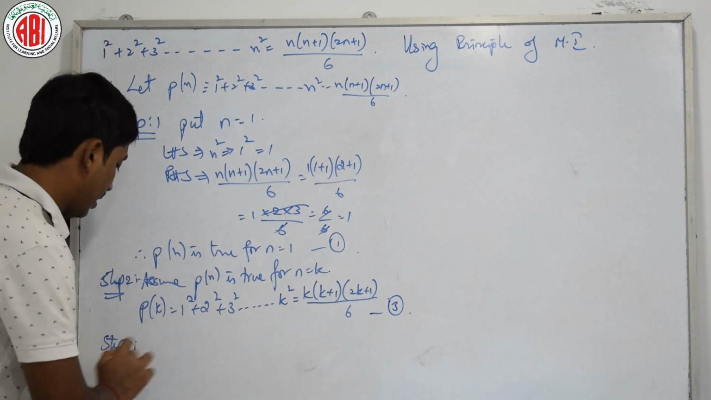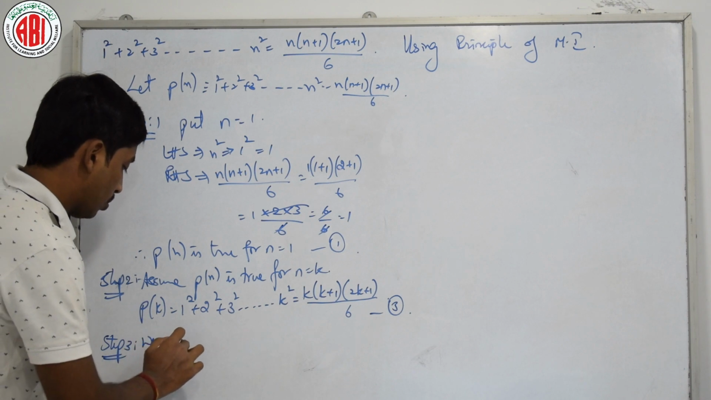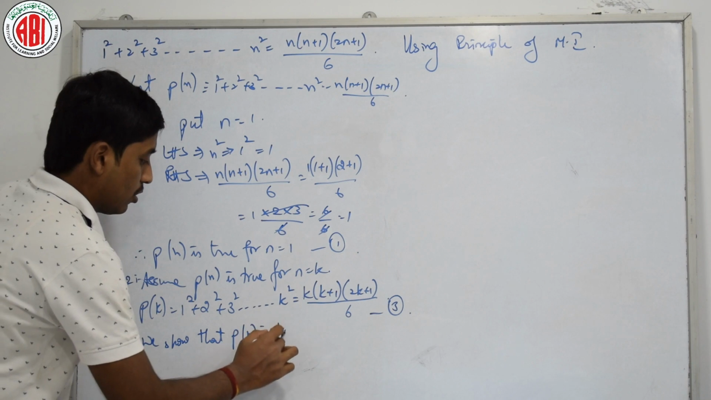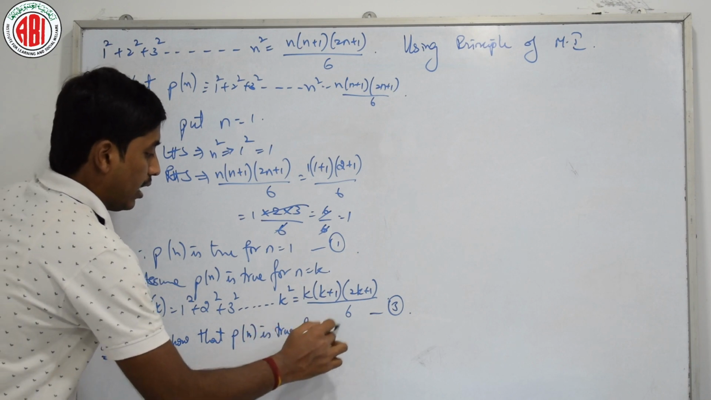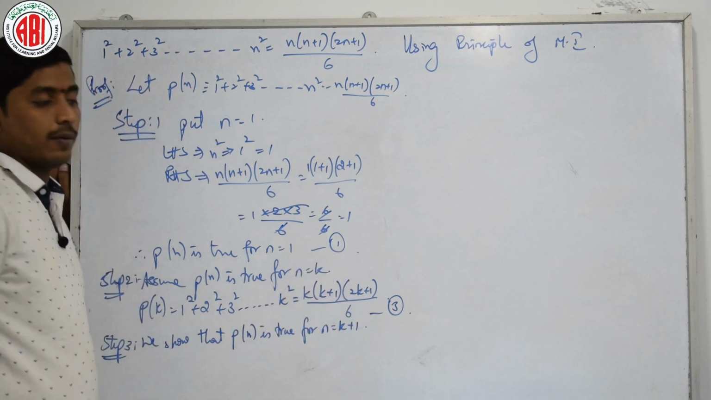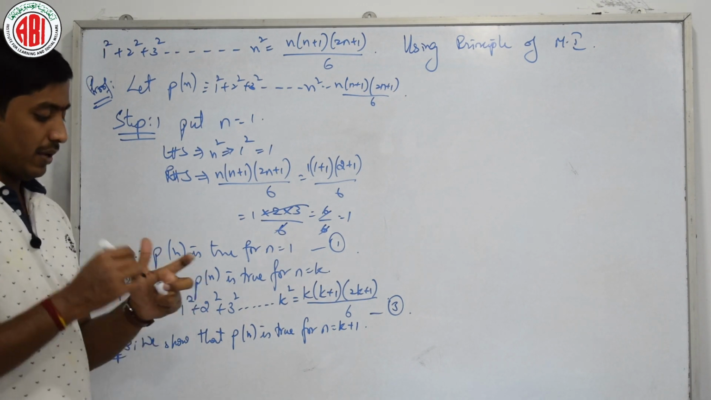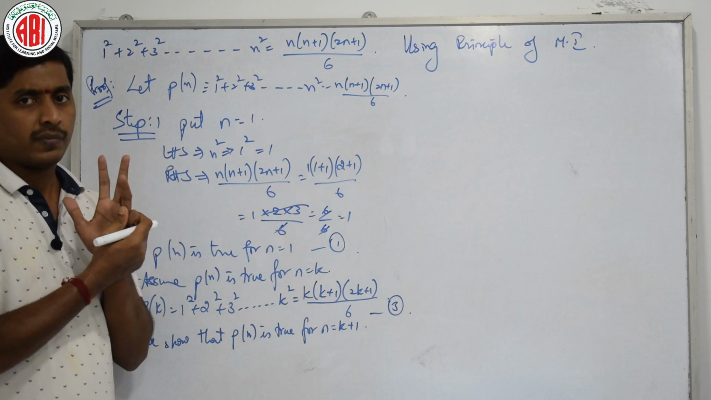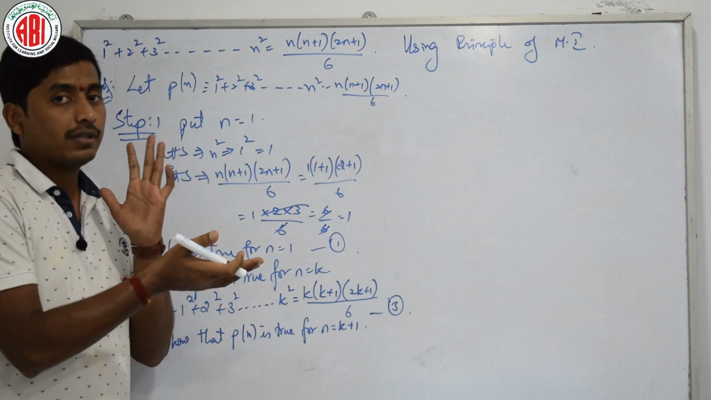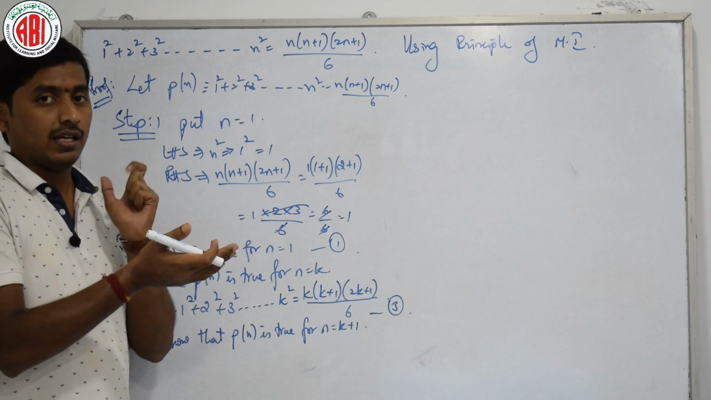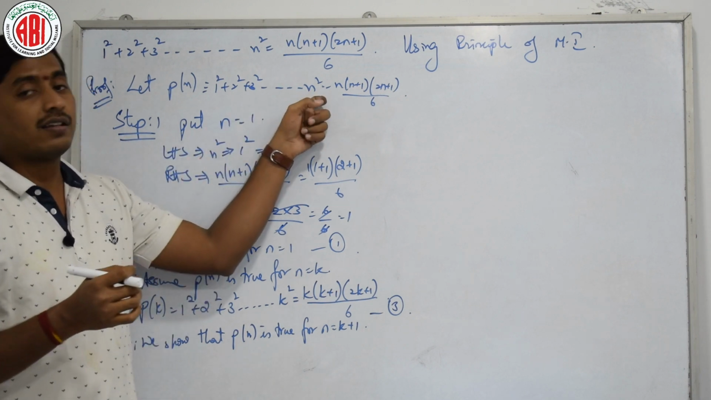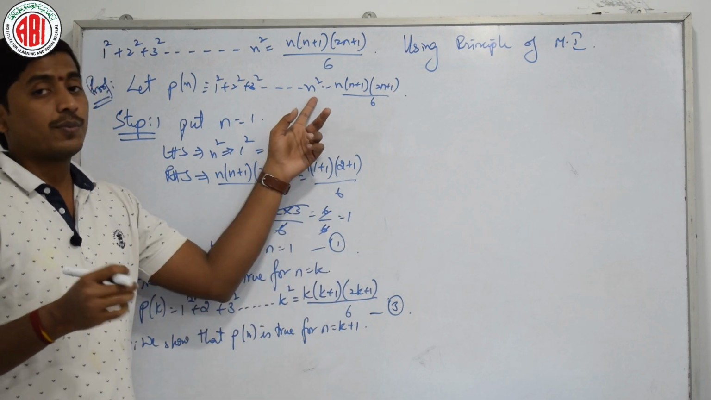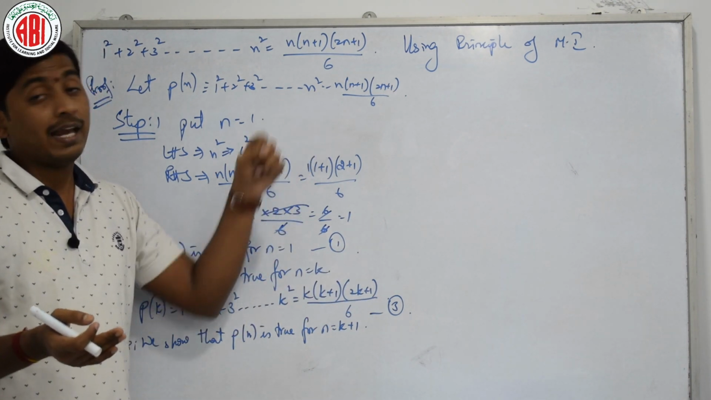Step 3 will be, now we show that P of n is true for n equal to k plus 1. Now tell me, if I have 5 terms, let us say n is 5, what about the next term? That is 5 plus 1, which is 6, right? Which means in my nth term, if I want to find the next term, I have to substitute a number extra, that is nothing but n plus 1.